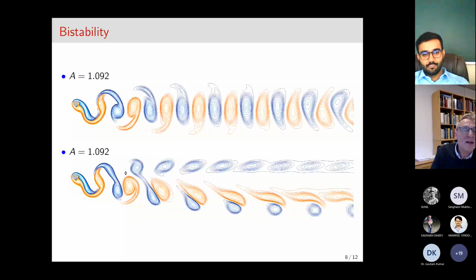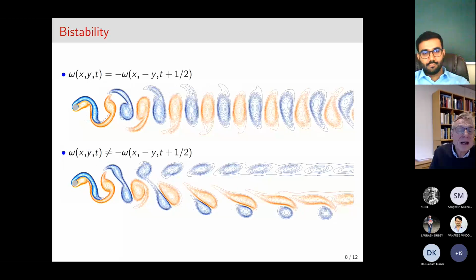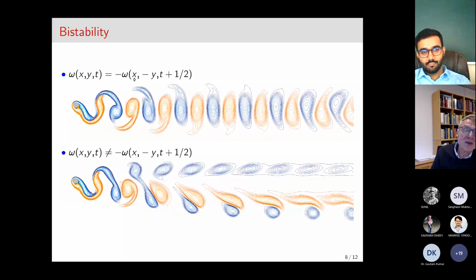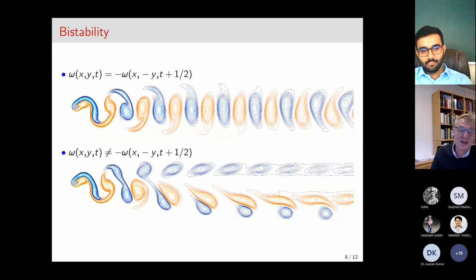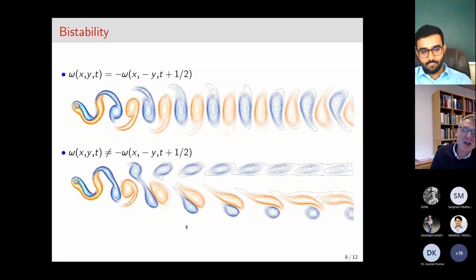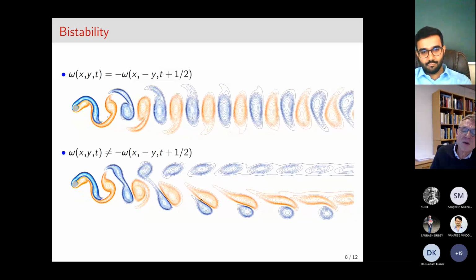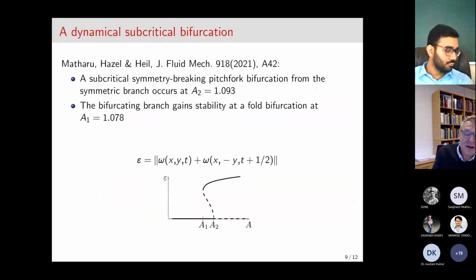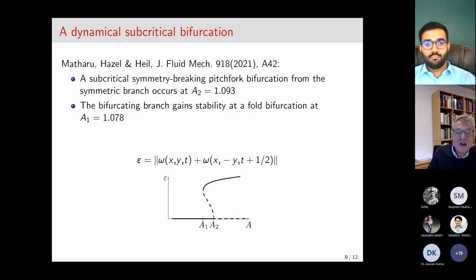And why is that? Well, I should notice then that this one fulfills the symmetry I described before, but this one doesn't. I mean, you can't reflect this pattern here in any way and get back to itself because of these extra vortex coming here. So there's a symmetry breaking going on here. And this has been studied in detail by one of my co-authors as a part of his PhD work. And it turns out that there is a symmetry breaking pitchfork bifurcation from the symmetric branch.